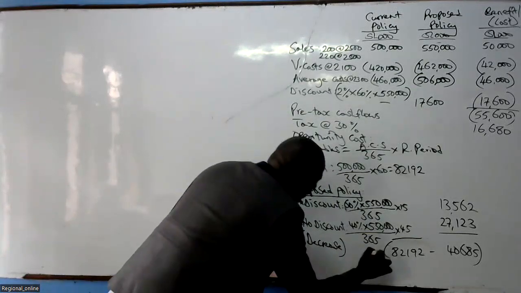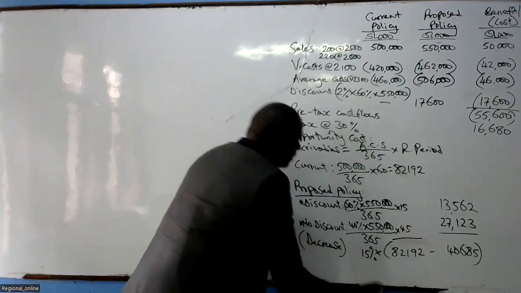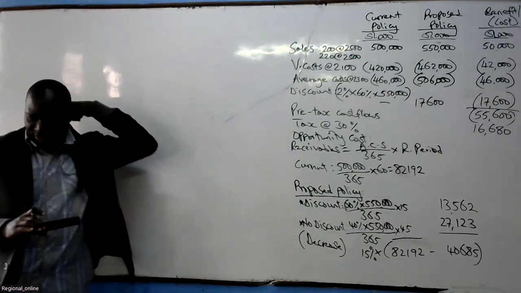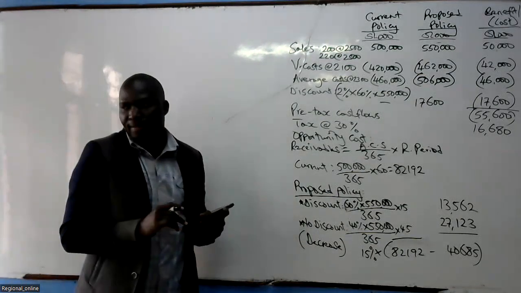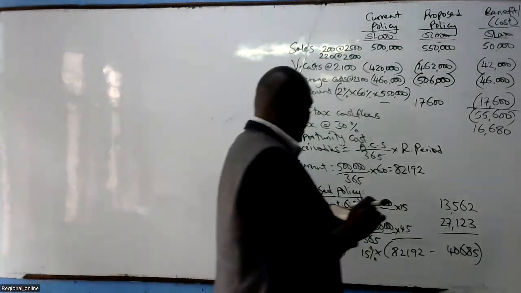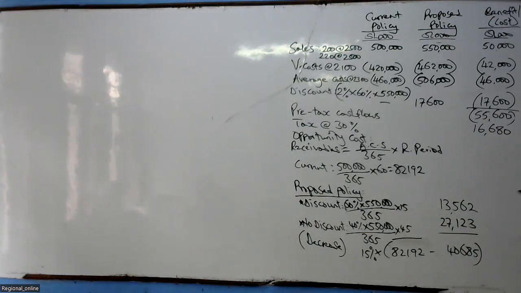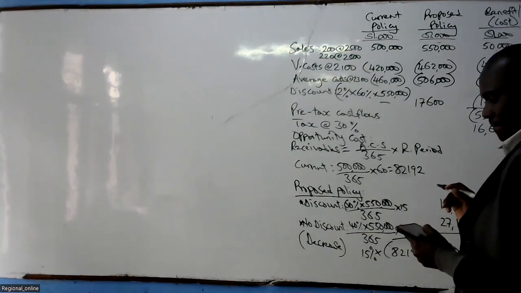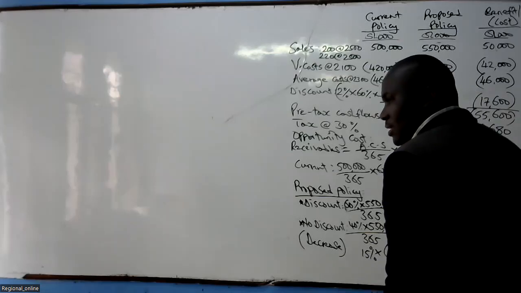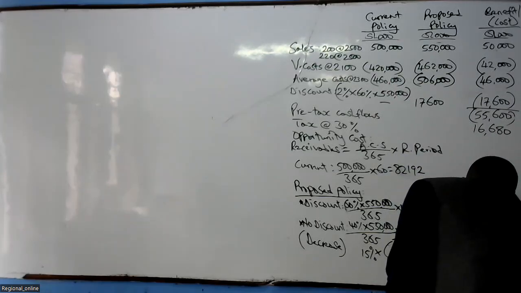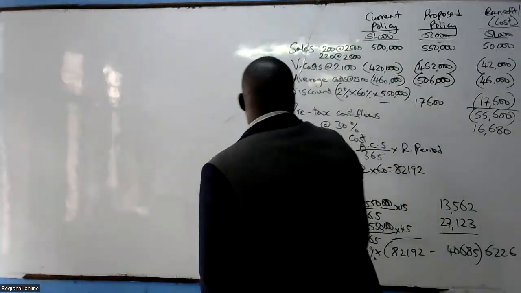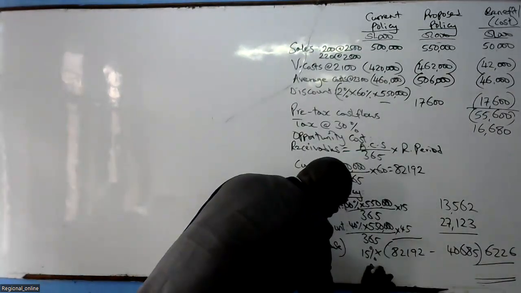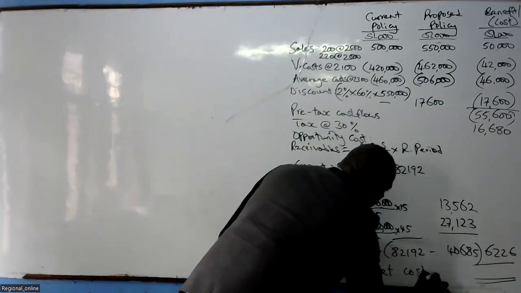Return on investment is 15%. So 15% of the decrease, which would be 6,226. And the 6,226 is a benefit still. So therefore, we have a net benefit or a net cost. And we are still at net cost.